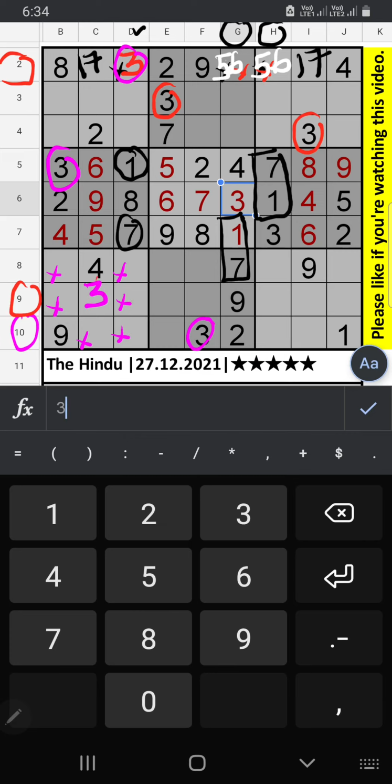In the ninth row also we have 3, can't come in these cells. In the 10th row also we have 3, can't come in these cells. Also in column H we have 3, can't come in this cell. Then 3 will be here.